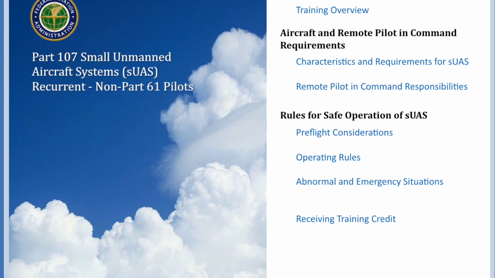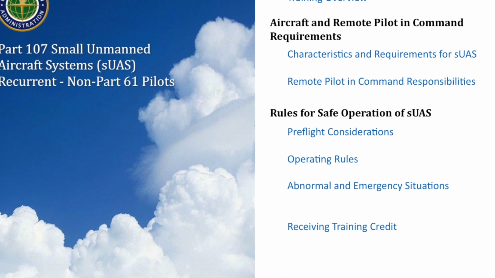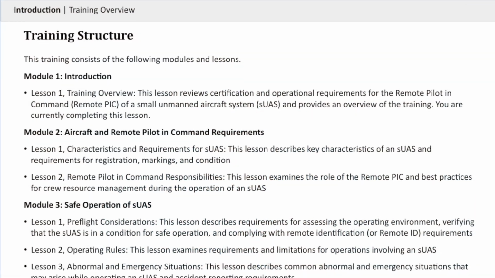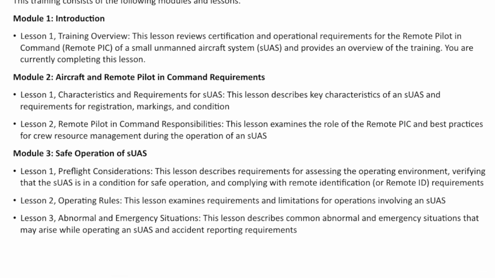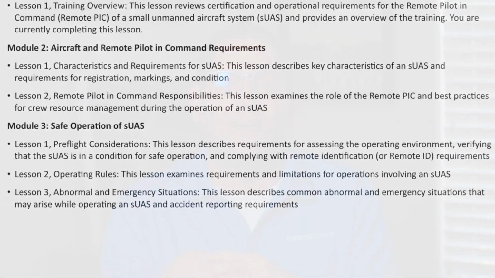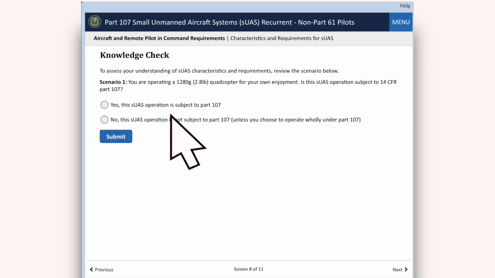That is a mouthful. The course is divided into 3 sections, and they say it takes about 2 hours to complete the training. These 3 sections are Module 1, an introduction, Module 2, Aircraft Remote Pilot and Command Requirements, and Module 3, Rules for Safe Operation of SUAS. Each of these modules is broken down into smaller mini lessons. The intro section is just an overview of the course and requirements needed to take the course. It's pretty straightforward. And each module has a mini quiz at the end.